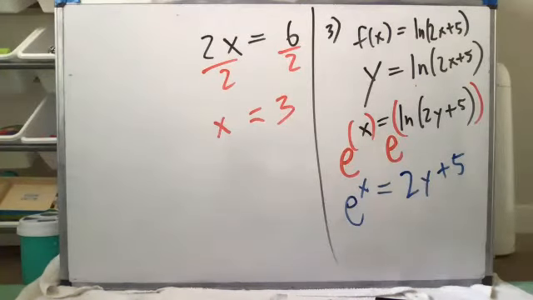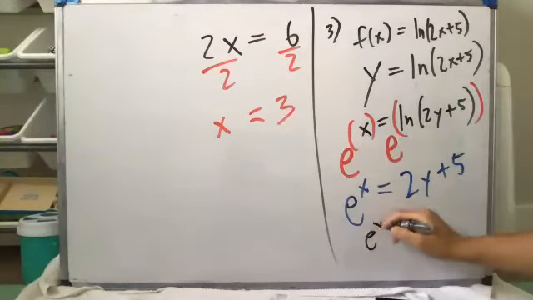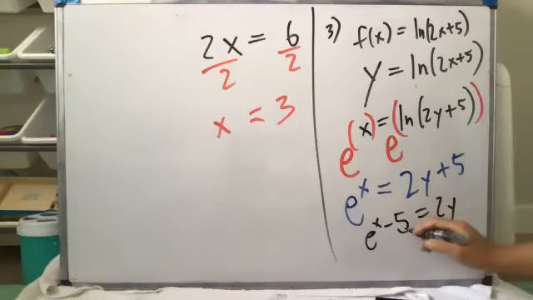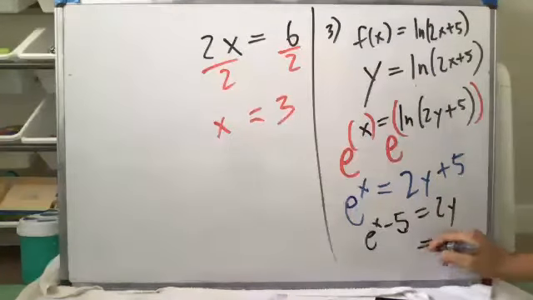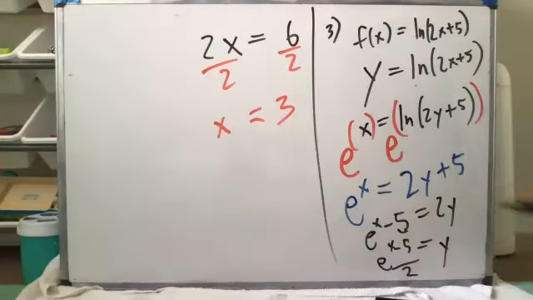So from there, I just solve for y, and then I'll be done. To solve for y, subtract 5 from both sides. That's going to be e to the x minus 5 is equal to 2y. And then finally divide by 2. So y is equal to e to the x minus 5 over 2. And that's my inverse function here.